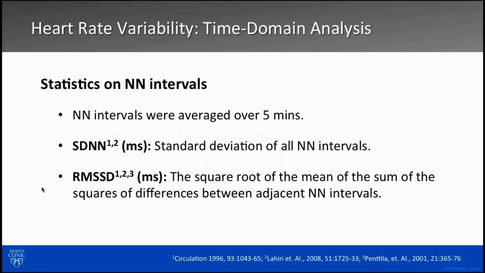For the time domain analysis, we calculated some parameters that were very similar to what Emma has talked about previously. And again, these were NN intervals averaged over 5 minutes. We looked at the standard deviation of the NN intervals. And we also looked at the square root of the mean of sum of squares differences between adjacent intervals, or the RMSSD.